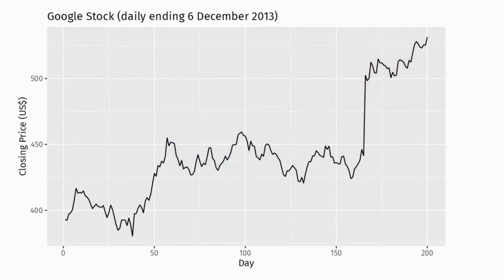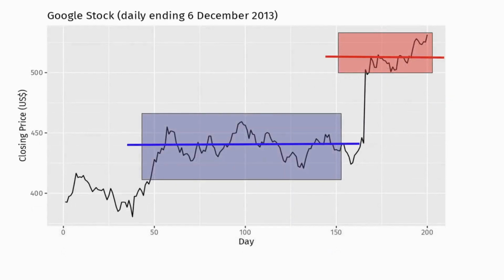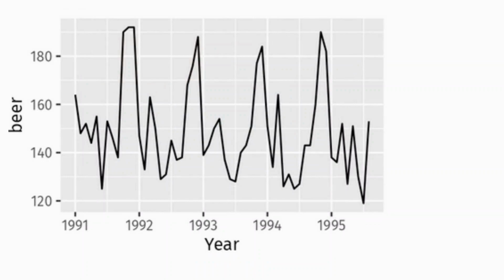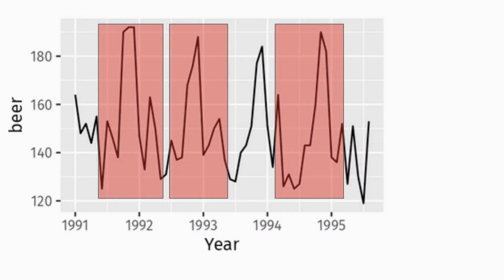Next is the data for Google stock price. If we analyze the two subsections of the data highlighted in red and blue, we observe that they have different means. So this data is clearly non-stationary. The following data represents monthly Australian beer production. We can observe that there is a trend of three peaks in conjunction highlighted in red that gets repeated. Hence, we can conclude that there is seasonality in the data. Hence, this data is not stationary.